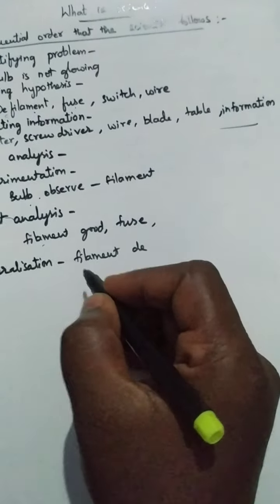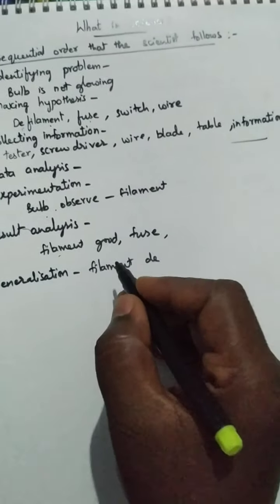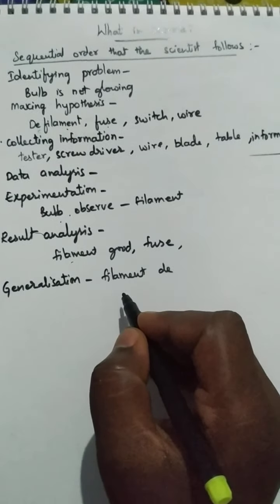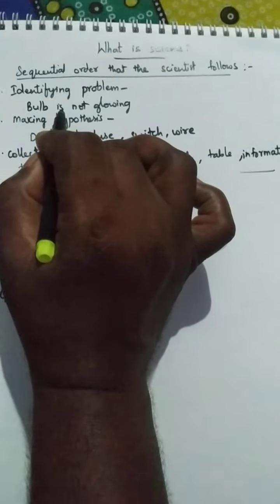So you found this one. This is the generalization. You generalize that the bulb is not glowing because the filament is broken. So now you got the answer for this problem. Why is the bulb not glowing? Yes or no children? Yes.